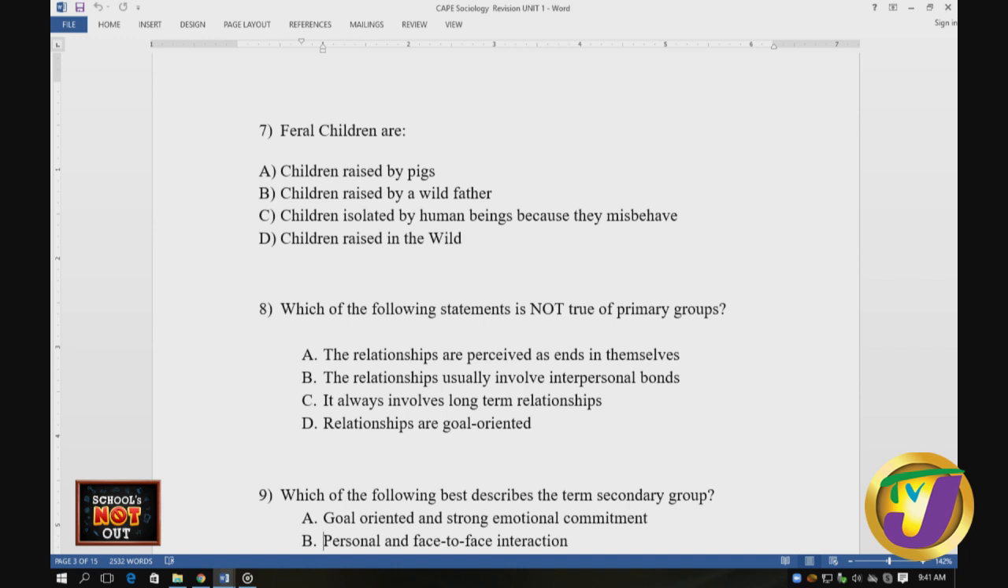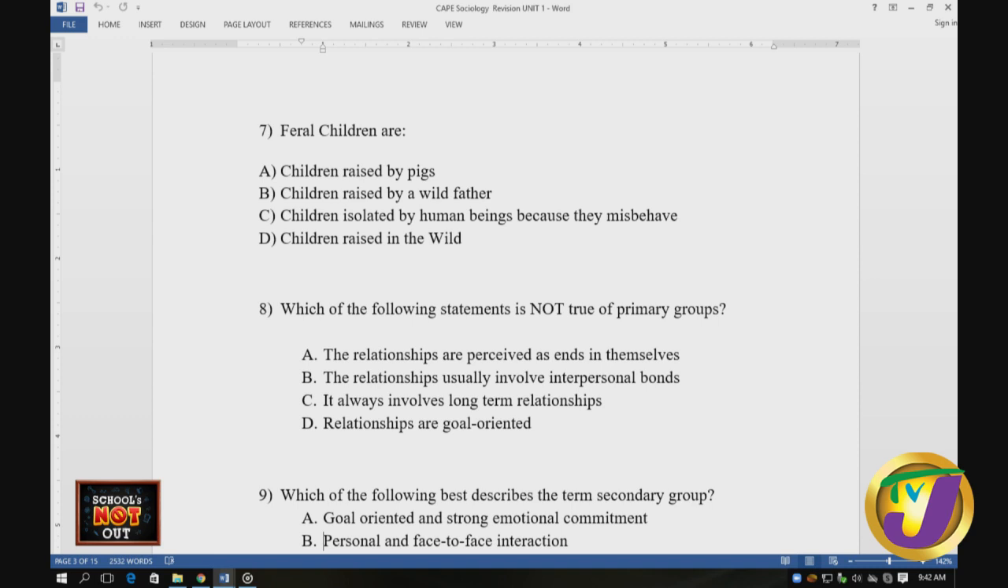Question 8: which of the following statements is not true of primary groups? So you would have gone through the definition of groups, and dealt with primary groups, secondary groups, and even tertiary groups, in an understanding of that social unit that most of us are part of. Of course, when you see the question first, it's not true of primary groups, which means that most of them will be true of primary groups. So there will be one that is not true. The first thing you start to do is ask, what are the characteristics of primary groups? You go through that in your head quickly. And so you look: the relationships are perceived as ends in themselves.